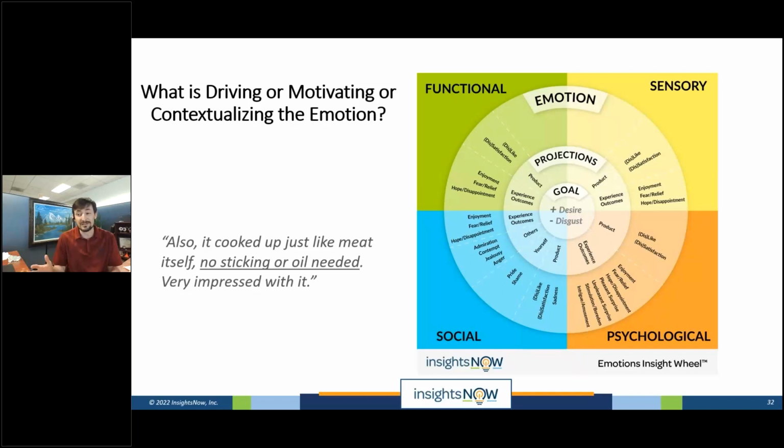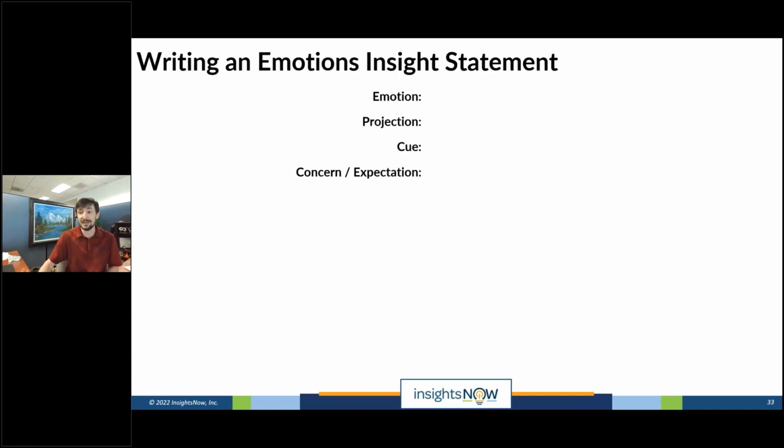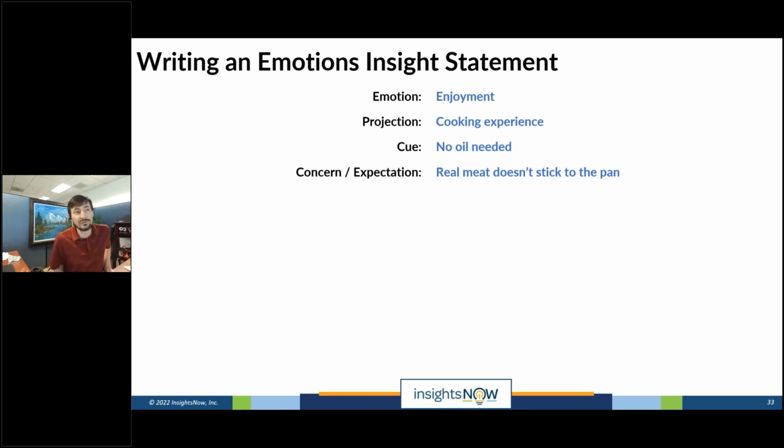We know that this is no sticking or oil needed in terms of the overall experience and what was driving him. So he's talking about some of the drivers here: he wants a delightful or positive cooking experience when he's making these products. So if we're looking at his experience as a whole, what we can say as we build out his emotions insight statement is it's probably more along simple enjoyment. He wasn't necessarily fearing the fact that it would stick, because sticking is normal to him. So it wasn't really a fear that it would.